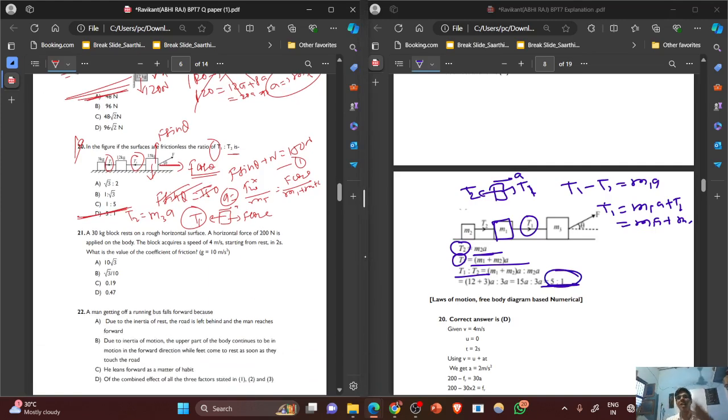I am doing a long calculation, I know this, but as you can see in the explanation, the short solution is given, so you can go with it, no issues. Going to the next question.